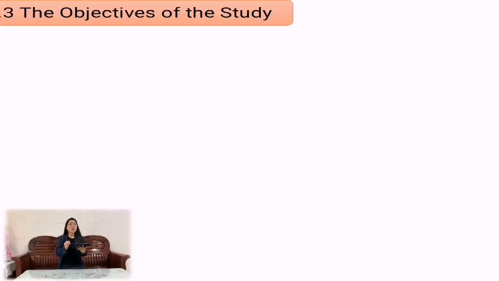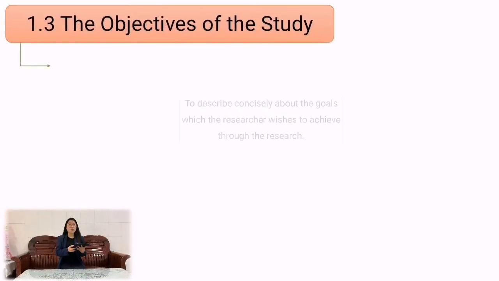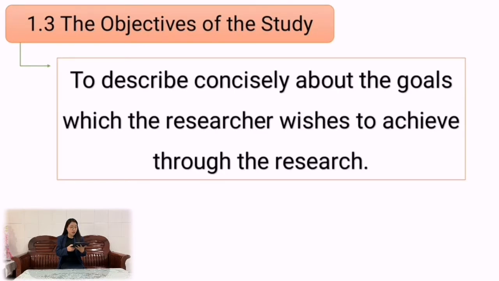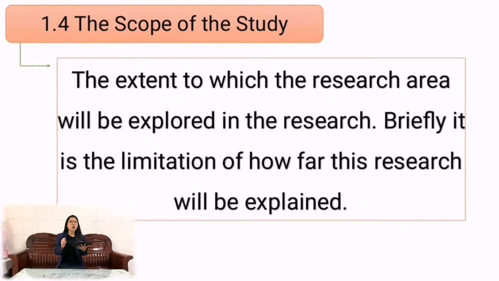Going on, in 1.3, the objectives of the study, it is describing concisely the goals which the researcher wishes to achieve from this research. And then, in 1.4, the scope of the study, it is the extent to which the research area will be explored in this research. Briefly, it is the limitation of how far this research will be explained.